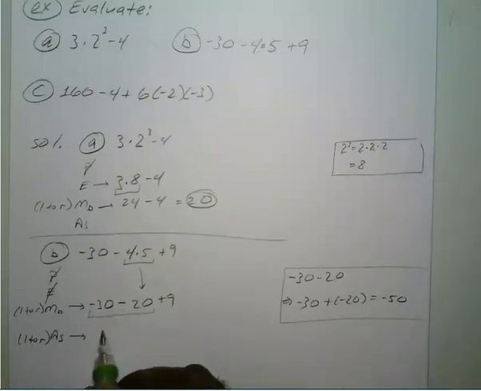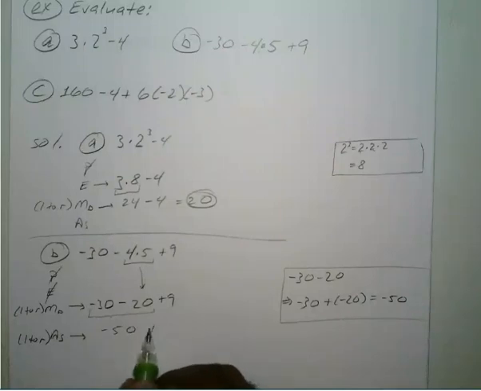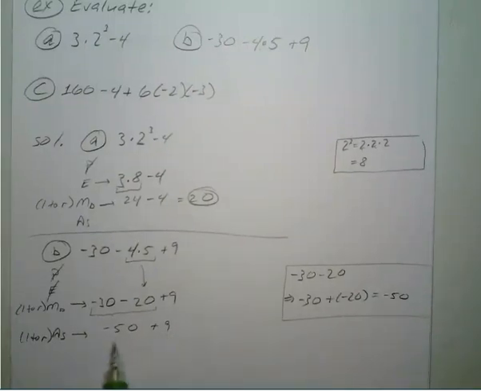So we have negative 50 plus 9, and now we do these two. Negative 50 plus 9 is negative 41.